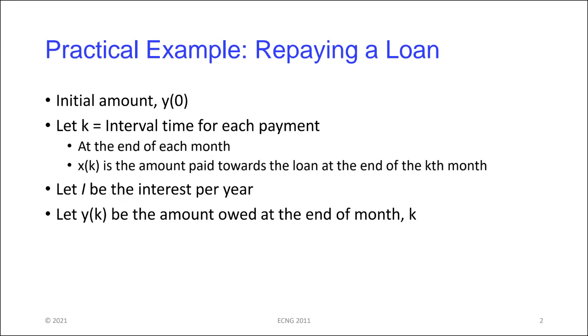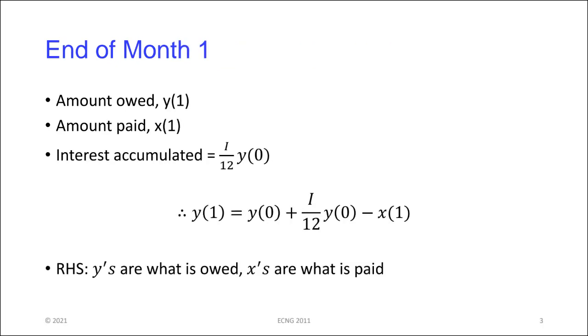And then at the end of any particular month, the amount that you owe is Y(k), Y in brackets k. Okay? So at the start, Y0 is what you owe. And then what the banks do is that, during that month, they're going to add the interest for the month, which is 1/12 of I times whatever you owe at the beginning of the month.